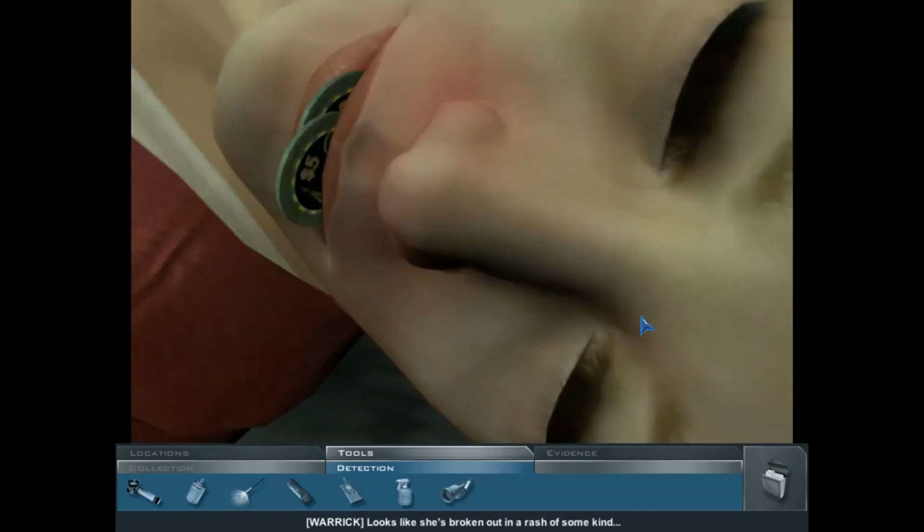Looks like she's broken out in a rash of some kind. It's concentrated around her nose. Was she sick?